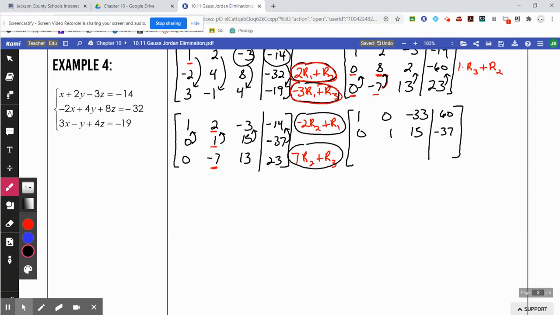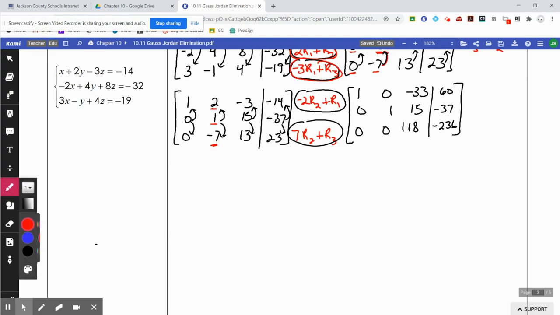Now let's do this. 7 times row 2, 7 zeros, and add it to 0 would be 0. 7 and negative 7 is 0. 7 times 15 is 105, and 13 is 118. 7 times negative 37 plus 23 gives me negative 236. And that looks pretty ugly, but something good happens here.